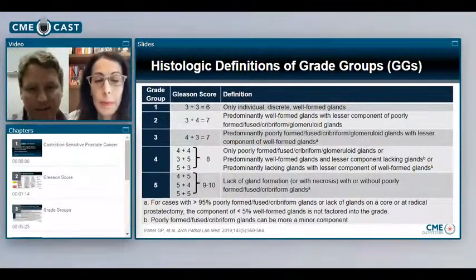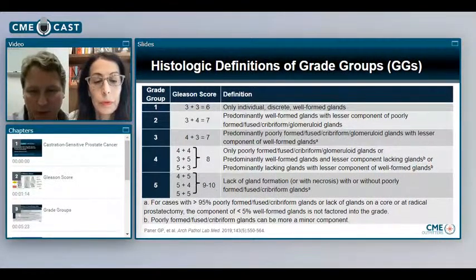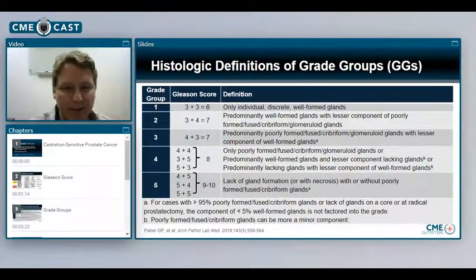Right. What about the grade groups? So the grade group system was created in 2014 and placed in the 2016 WHO, and it's a system to try to clarify some of the shortcomings or some of the confusing points of the Gleason grading system.